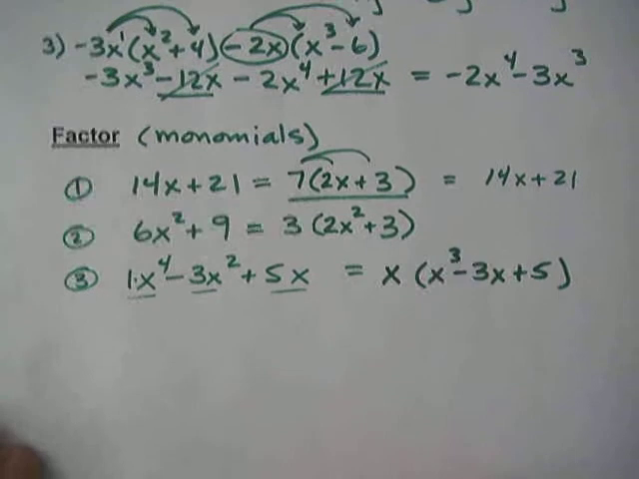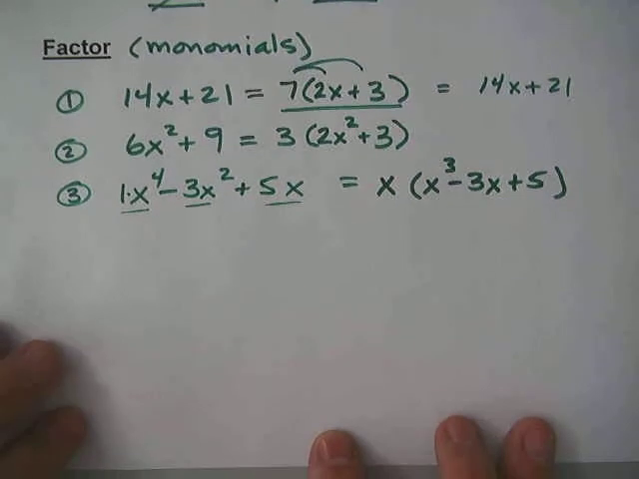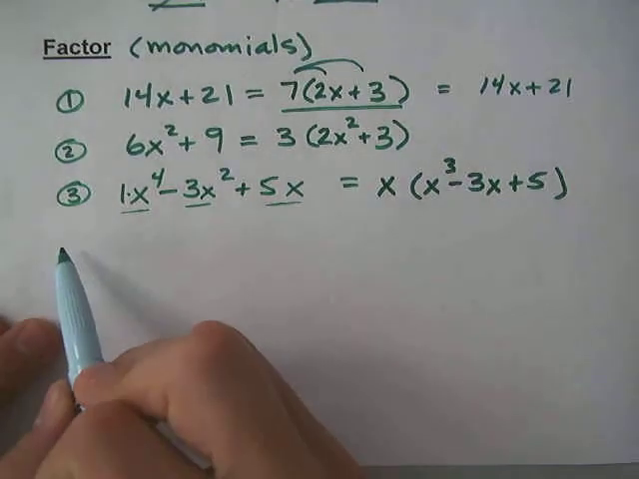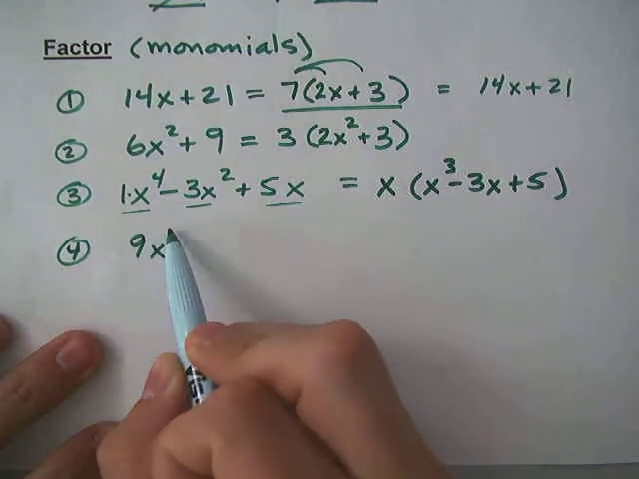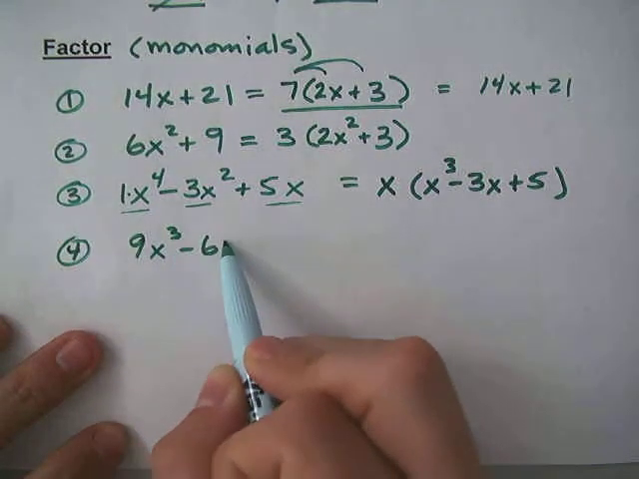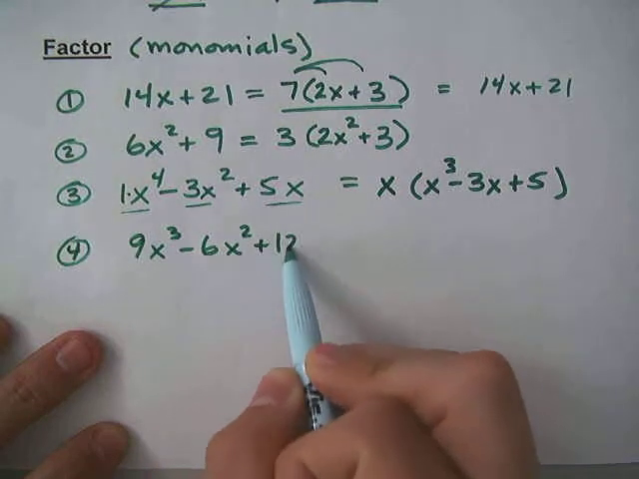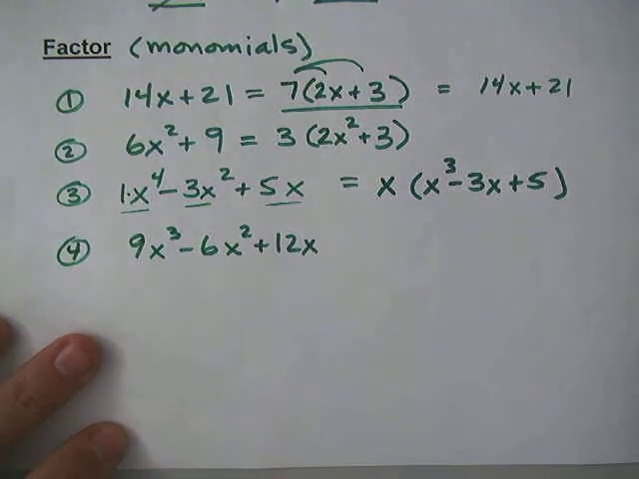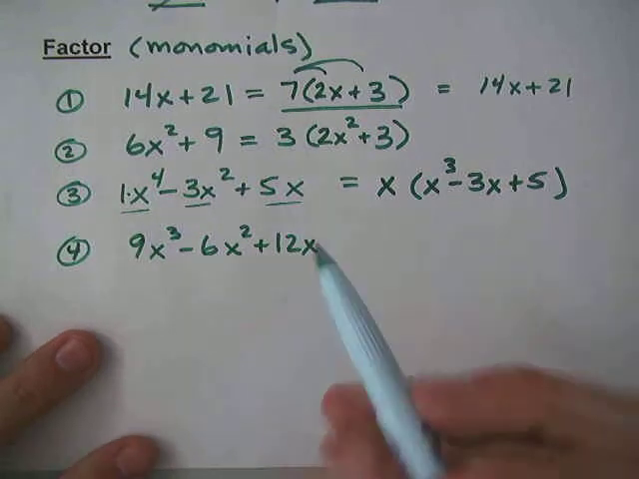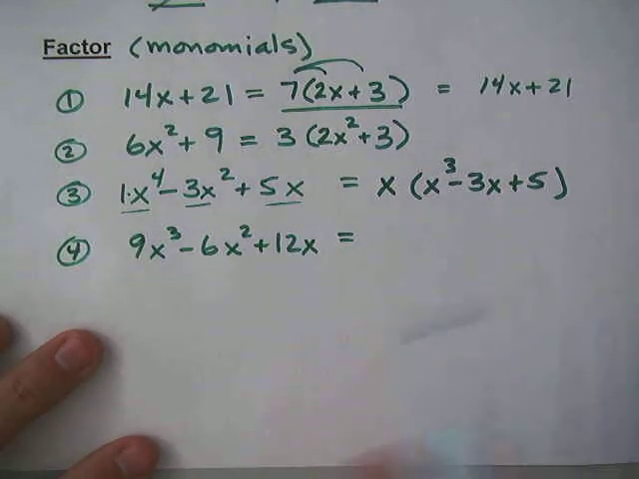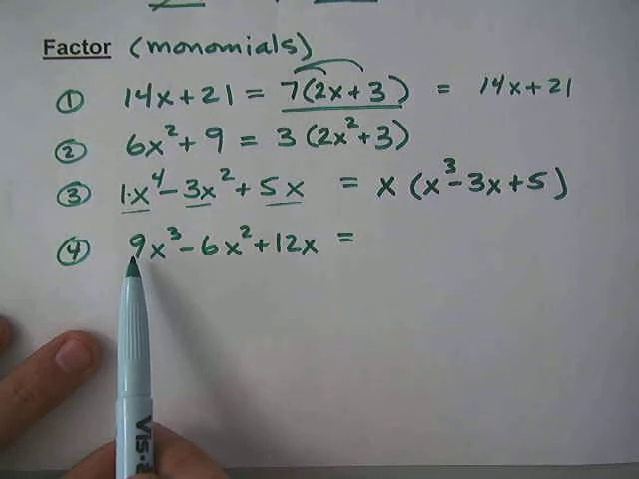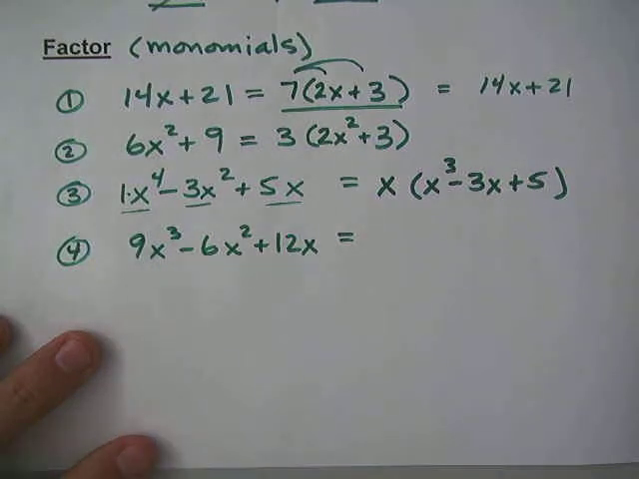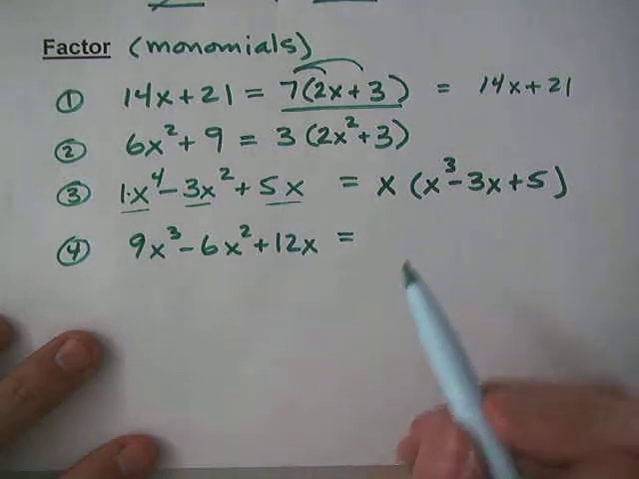Now, it gets a little challenging when you can actually factor both numbers and variables. So for instance, okay, so there's a third degree trinomial. So let's just start with the numbers. What is the biggest number or biggest common factor between 9, 6, and 12? Or think of it like, what's the largest number that will divide into all three of them? Well, that's 3.